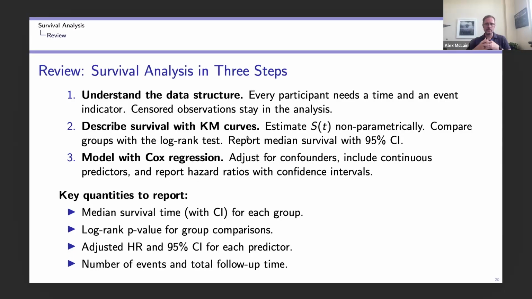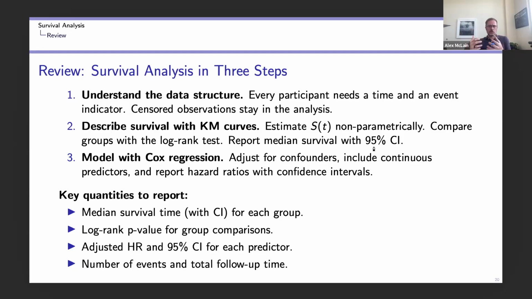An important thing about survival is understanding the data structure and the censoring that occurs. Here we've talked about right censoring, but there are other types of censoring. Interval censoring is when an event happens between two times that you know. Left censoring happens when subjects enter your study having already been at risk for the event. The first thing you want to do is estimate the overall survival curve using the Kaplan-Meier. If you have groups, estimate the survival curve separately by group and compare with a log rank test. These are the first steps: median survival and 95% confidence interval.